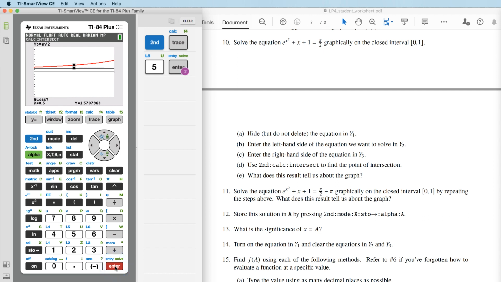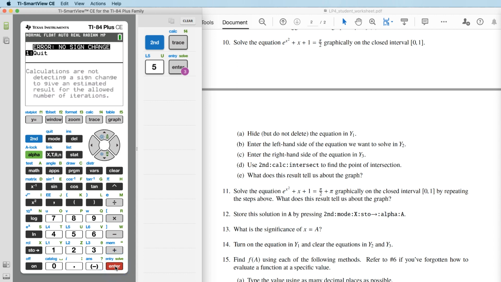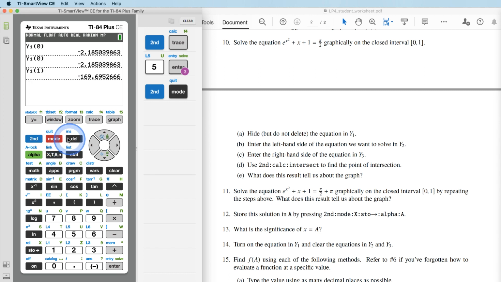And then do you want to guess the intersection? Yes, so hit enter. And we're getting this error that says there's no sign change. And so there is no point of intersection on the interval from 0 to 1 that we're working with. So let me just quit out of that. They do not intersect on the interval.